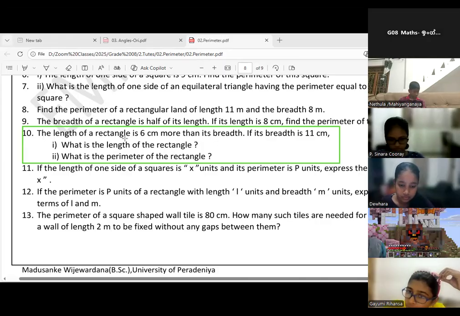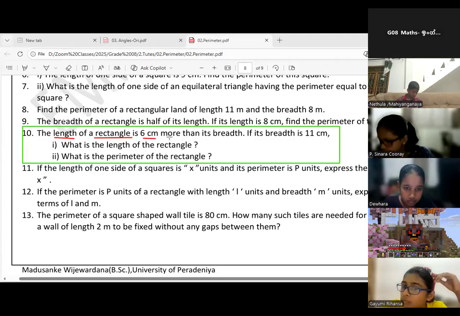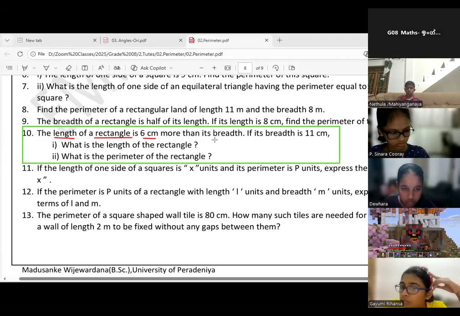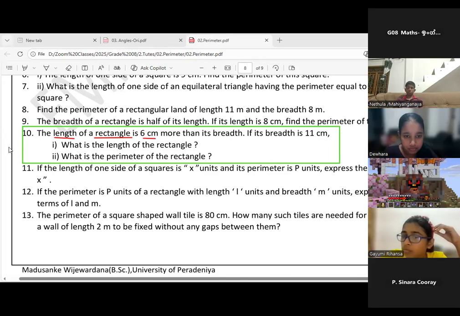The length of a rectangle, okay. Now we have a rectangle. Keep that in your mind. And they are also giving us the length. Length is 6 centimeters of this rectangle, 6 centimeters more than its breadth. We cannot decide our length of the rectangle is 6 centimeters because we have to read the rest as well. After the rest, the length of a rectangle is 6 centimeters more than its breadth.